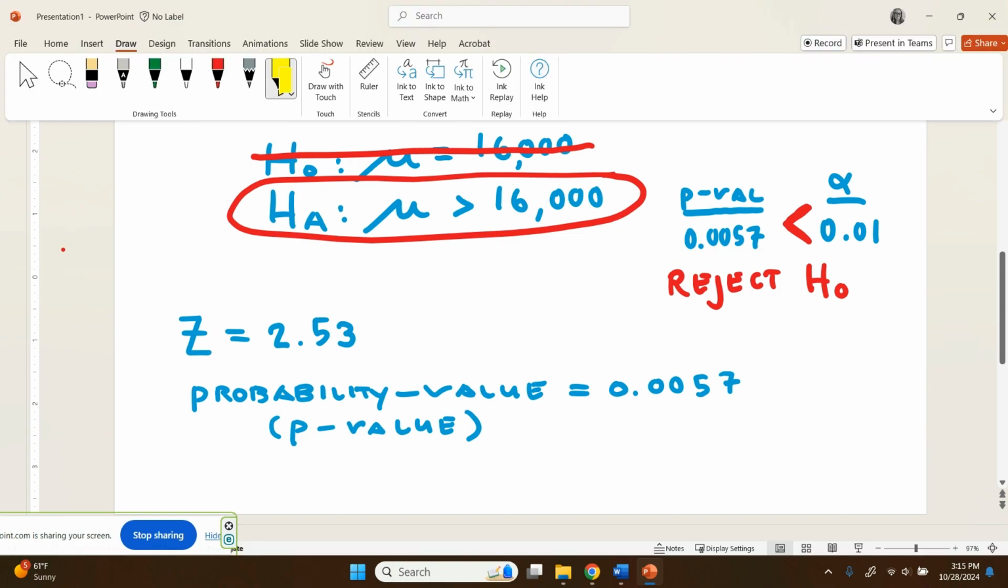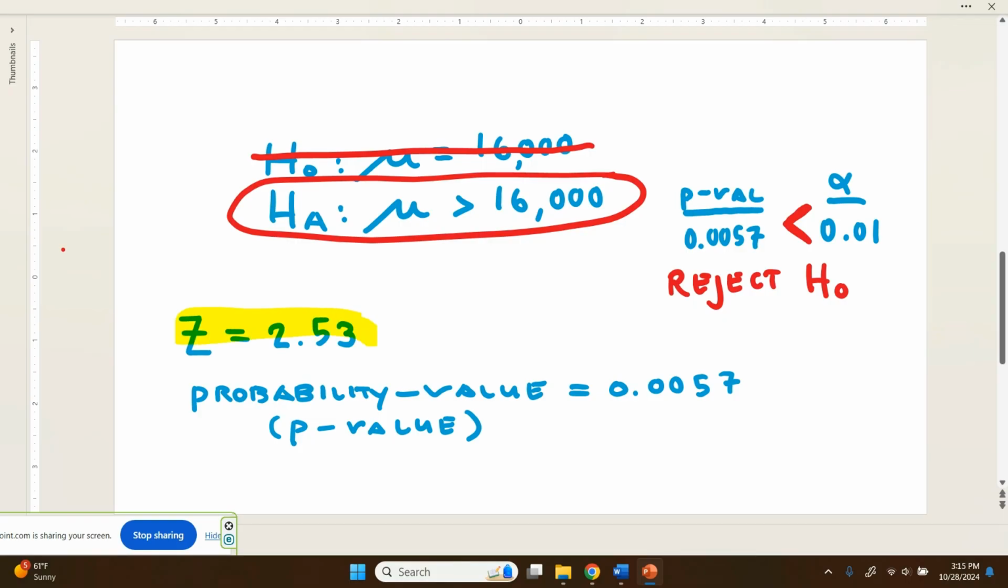So this is just to show you how you can get to a probability value and a Z statistic super, super, super fast using software. You don't have to use the tables or the formulas, and you can achieve these things and then make a decision for your hypothesis testing. Hope this was helpful.